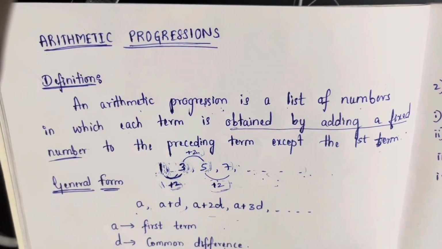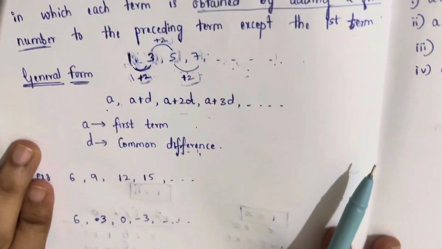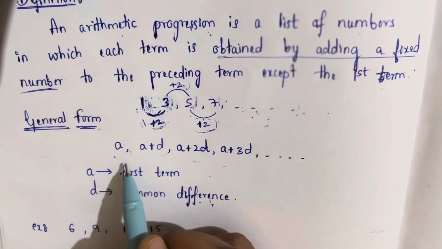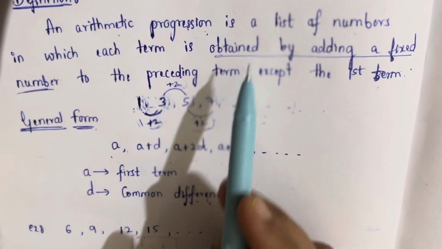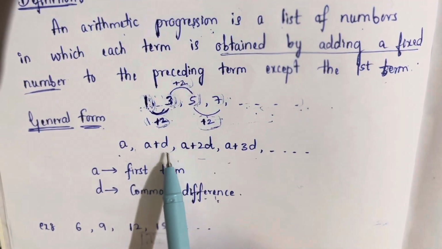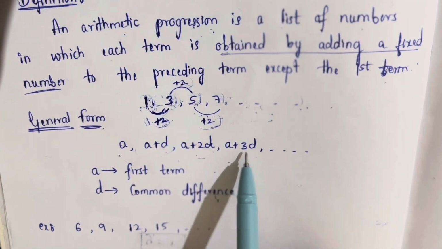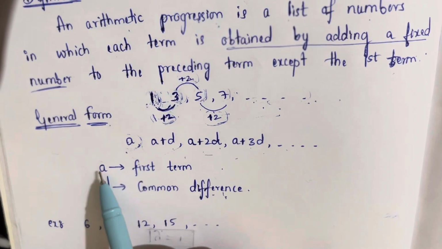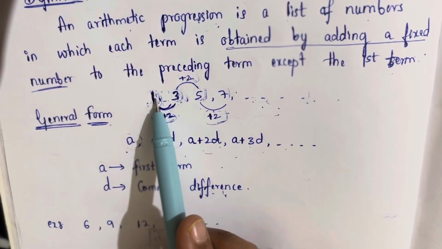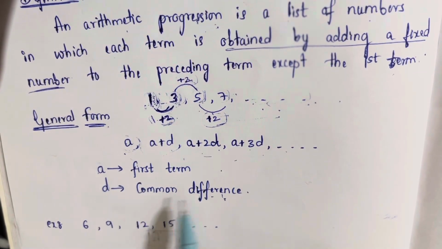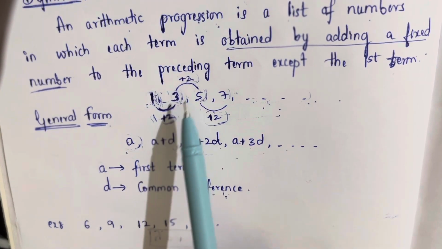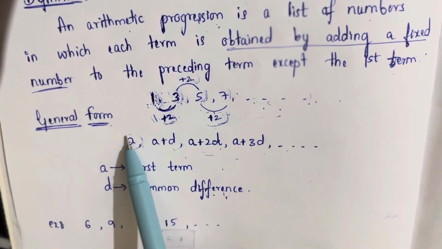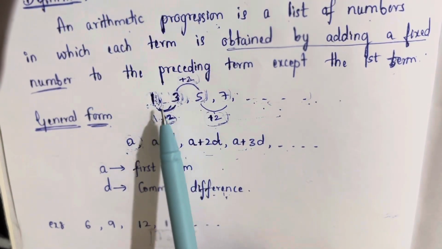Now we will go to the general form. This is the general format of an arithmetic progression: a, a plus d, a plus 2d, a plus 3d, and so on. Here a is the first term. In this series you can check a is 1. d is the common difference. What is the common difference here? It is plus 2.